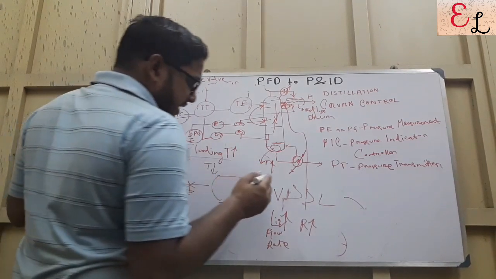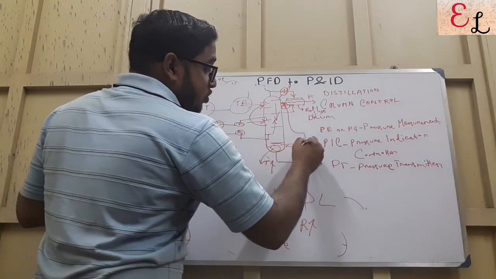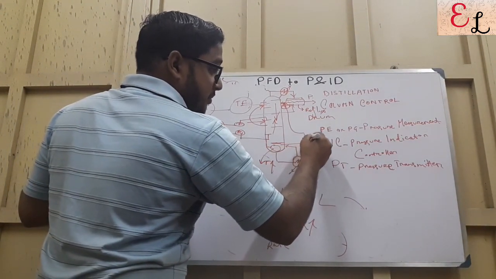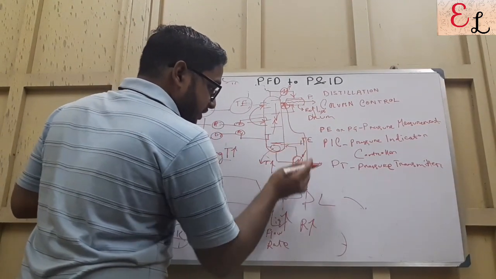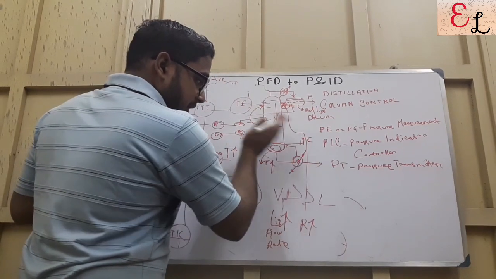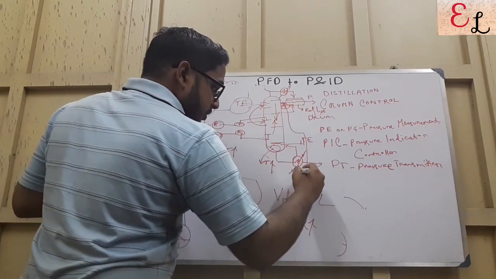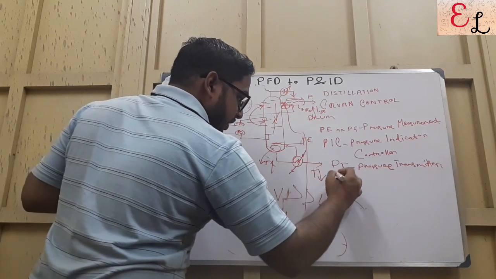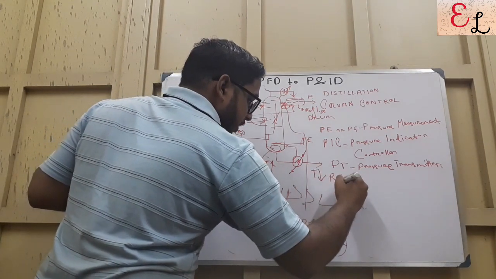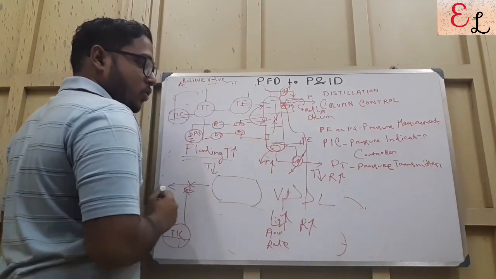Now what do we see? If the temperature shoots up here, we measure it through a temperature element. If it shoots up here, you need to control the temperature by decreasing the reboiler duty. If the temperature falls down, you need to increase the reboiler duty so that the temperature can be controlled.